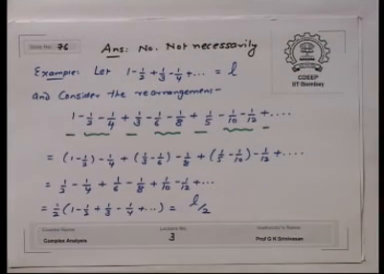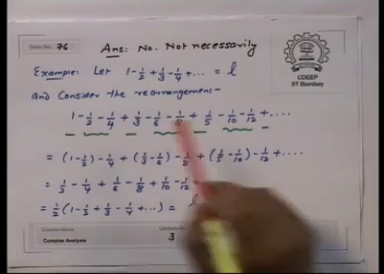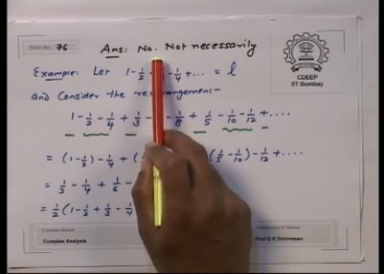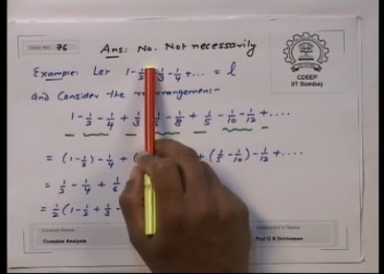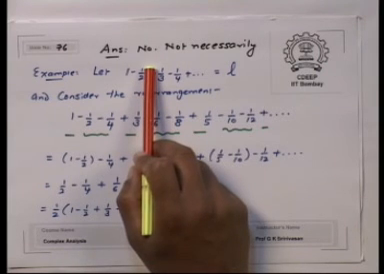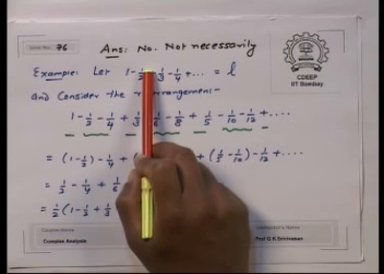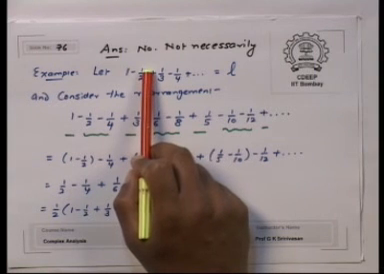So, the rearrangement does change the value of an infinite series. So, the answer is that you cannot rearrange the terms of an infinite series, because by doing so you will be tampering with the sum of the infinite series. Is it clear?